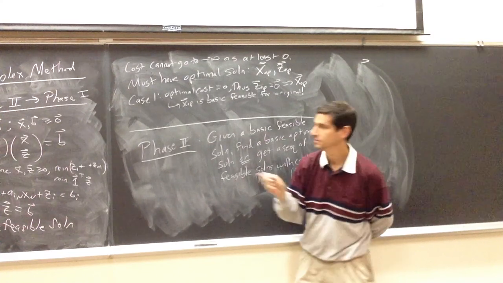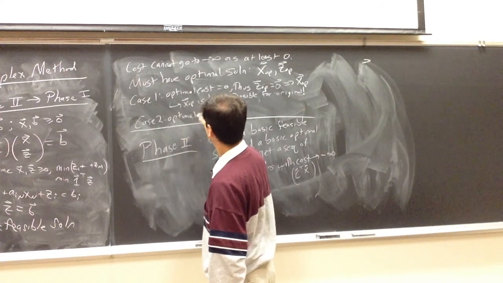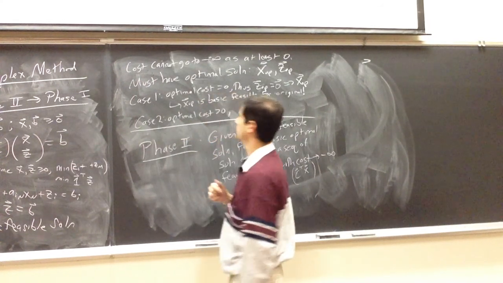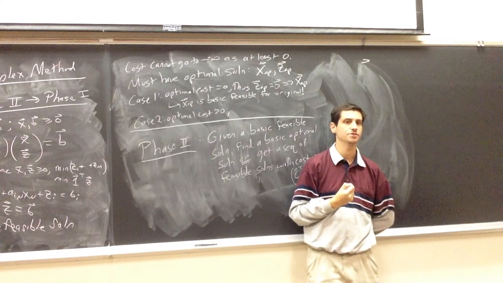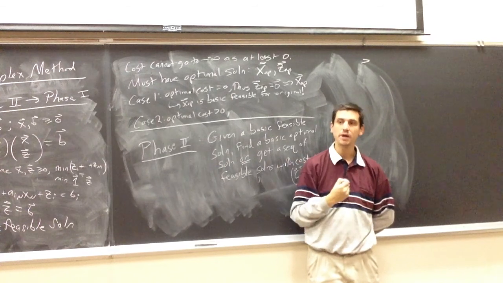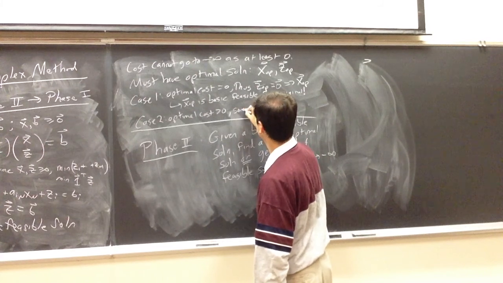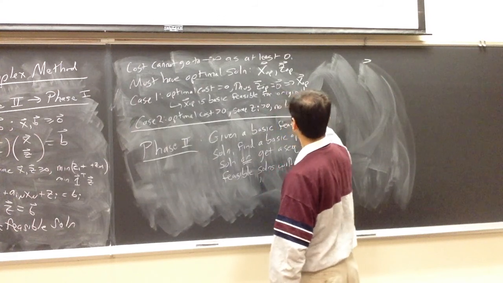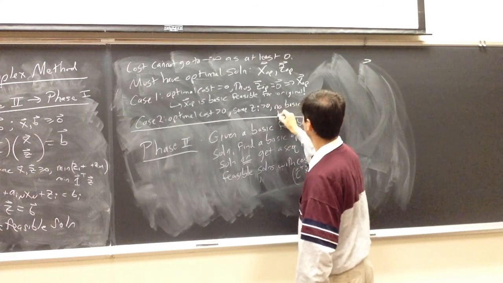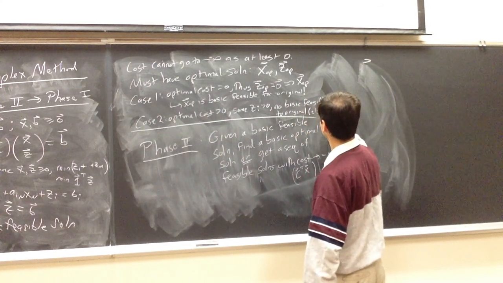What's the other case? So case 2, optimal cost is greater than 0. If the optimal cost is greater than 0, what do you know about the z's? Some of them have to be greater than 0. And I claim this means, so some zi is greater than 0, no basic feasible to original. Else, the cost would be 0.